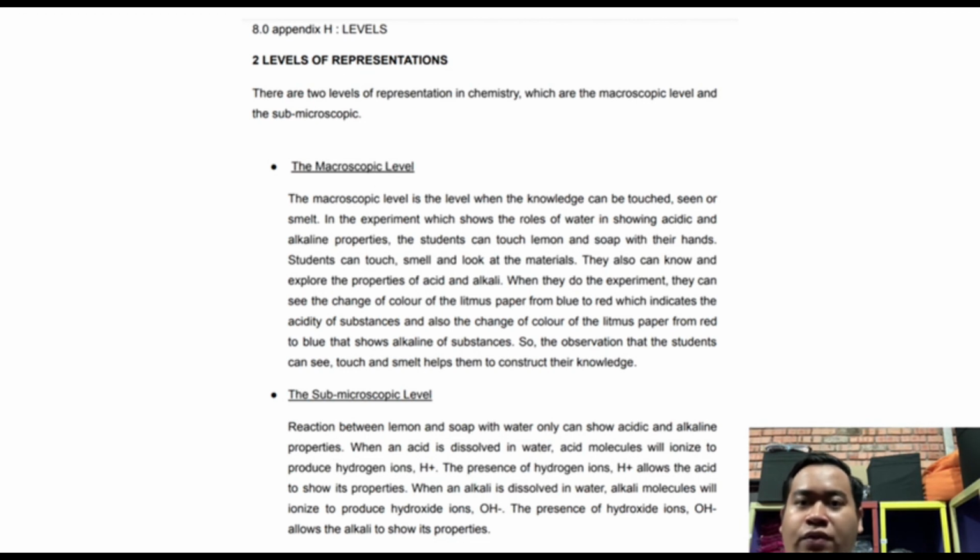When an acid is dissolved in water, acid molecules will ionize to produce hydrogen ions, which is H+. The presence of H+ allows the acid to show its properties. When an alkali is dissolved in water, alkali molecules will ionize to produce hydroxide ions, which is OH-. The presence of hydroxide ions, OH-, allows the alkali to show its properties.